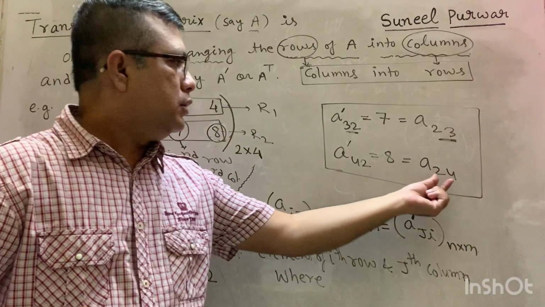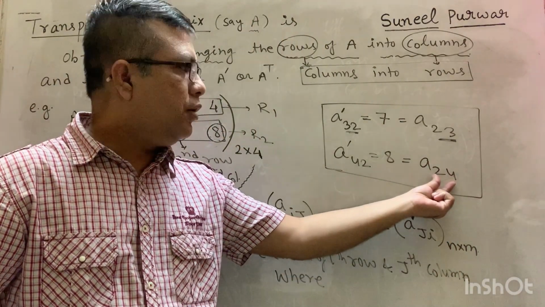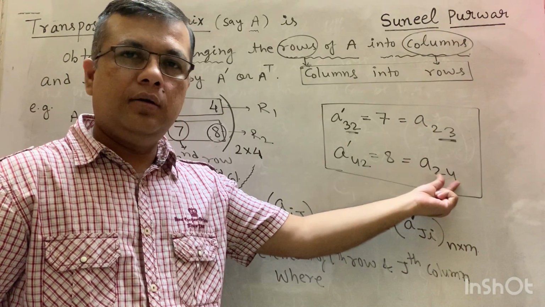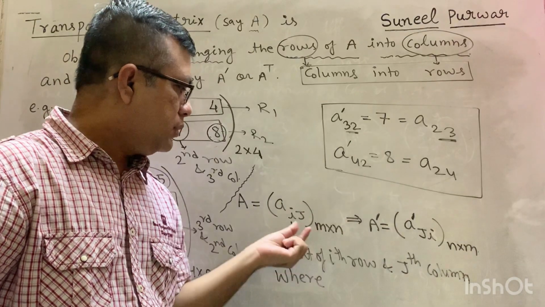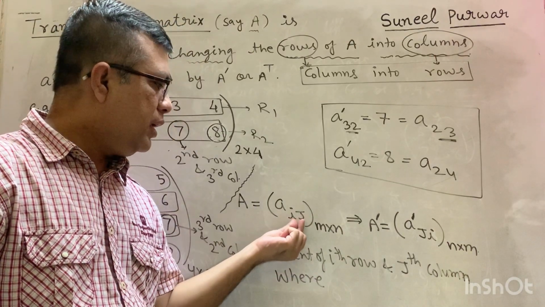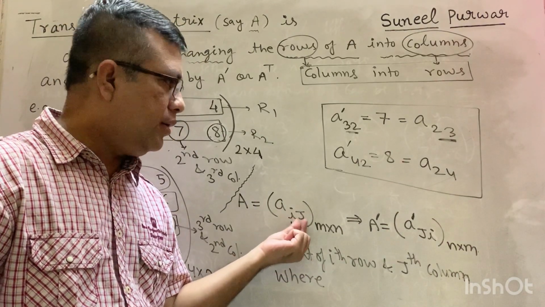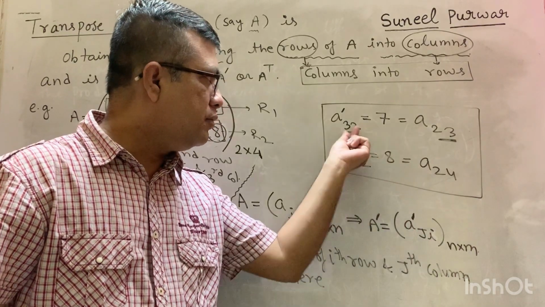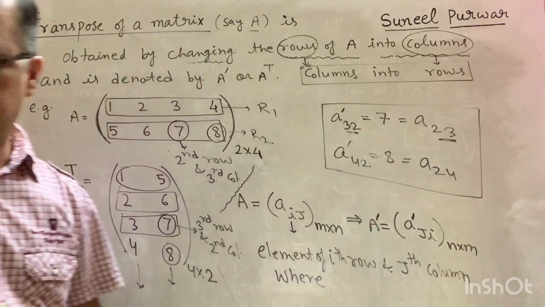Understood? So if in the original matrix an element is at the position ij, then in the transpose it will be at the position ji. So this is what I have shown you here. Okay.